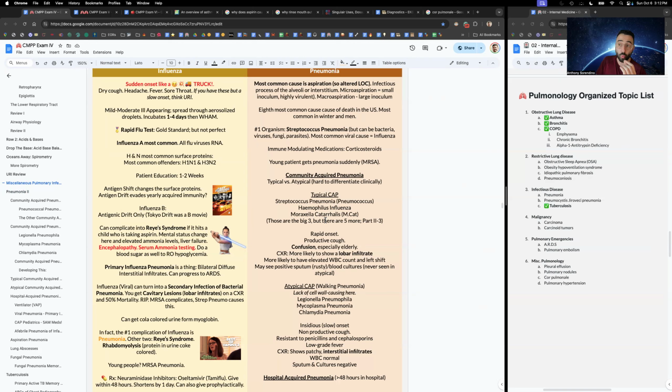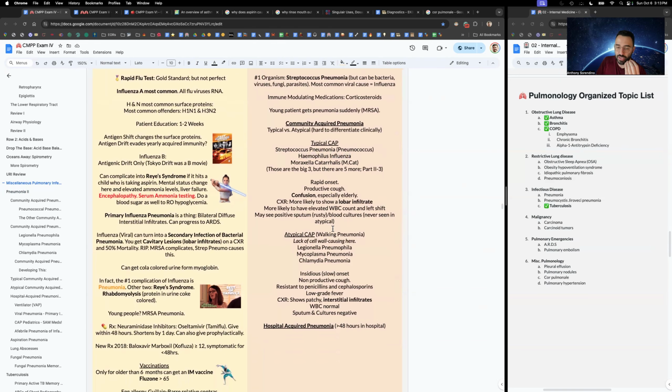community-acquired pneumonia. What does typical mean? Well, strep pneumo is gram positive, H flu is gram negative, and MCAT is gram negative. It means these are common, but it also means they have a biological structure that we can target. They're either gram positive or they're gram negative.